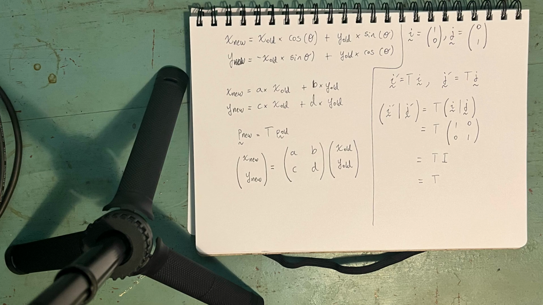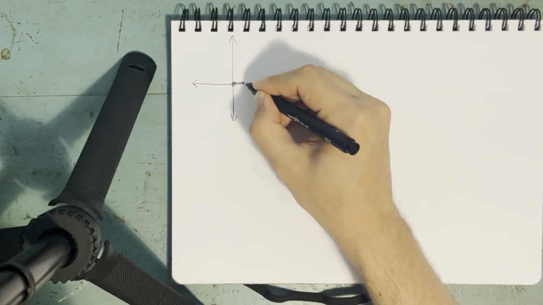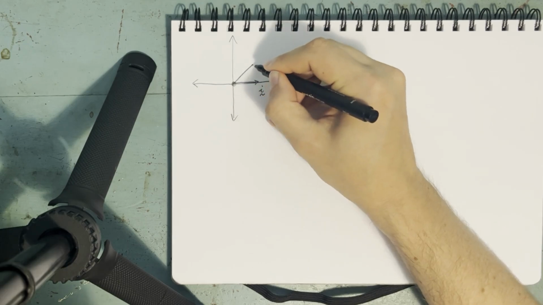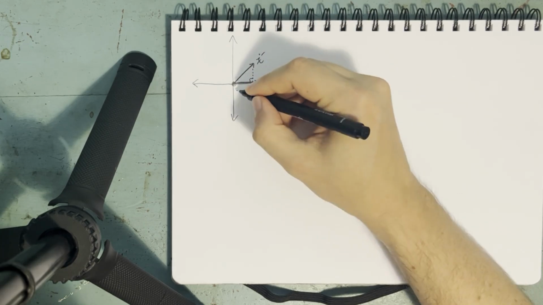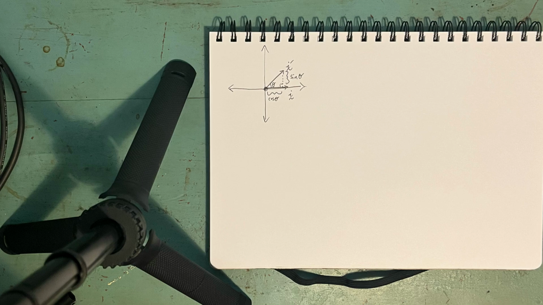Let's look at the basis vectors under rotation. We'll start with i. Here we can see that i undergoes the mapping from (1, 0) to (cos theta, sin theta).